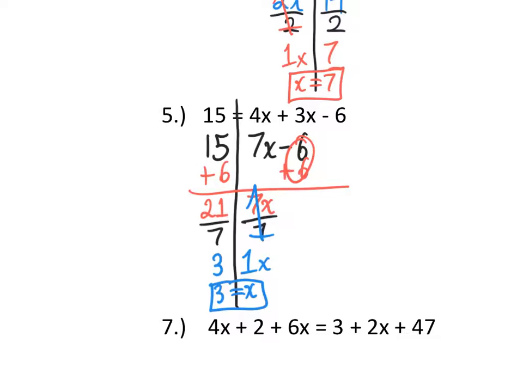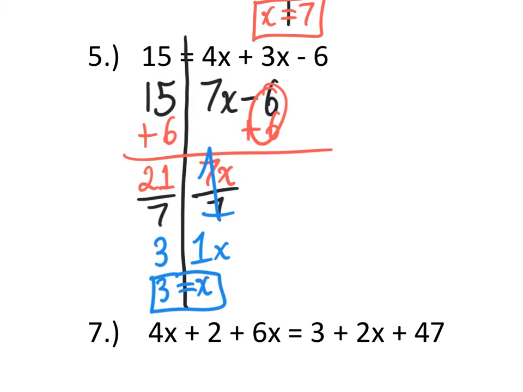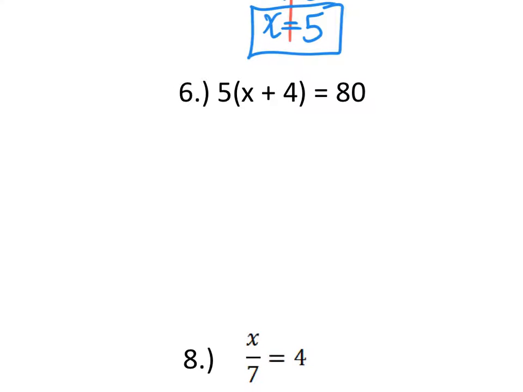Number 6, 5x plus 20. Okay, number 6. All right. So the first thing here, okay, got to take this 5. What do we say about this? What do we do? Everything on 5x.